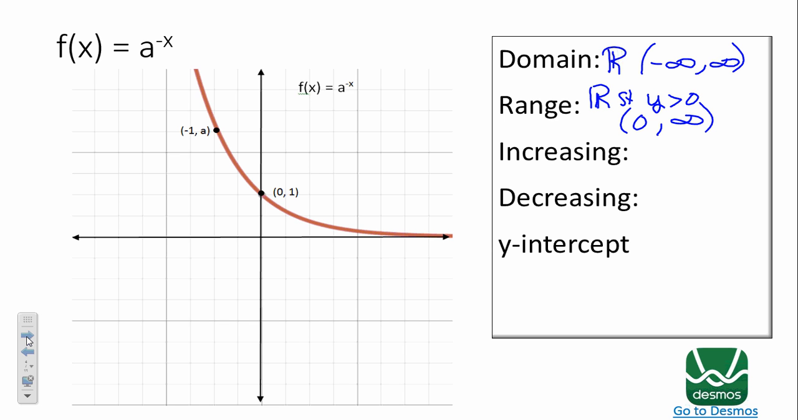Where is it increasing? It's not. Where is it decreasing? Negative infinity to positive infinity. What's the y-intercept? 0, 1 again. Because a to the negative 0 is still a to the 0, which is going to be 1. Okay? Anything to the 0 power is 1.